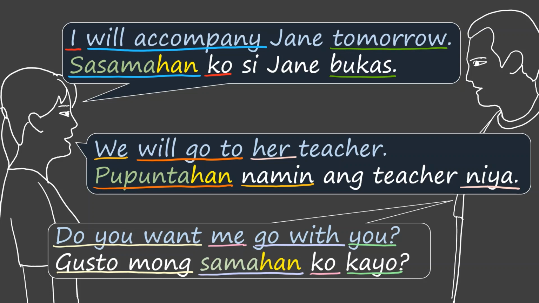Now what do we see here? The verbs sasamahan, pupuntahan, samahan. They all end with the suffix han.